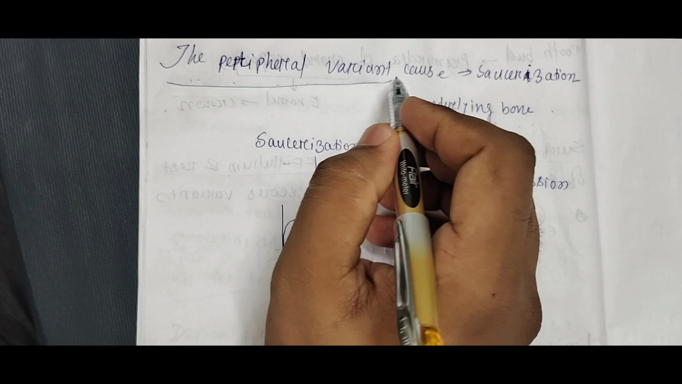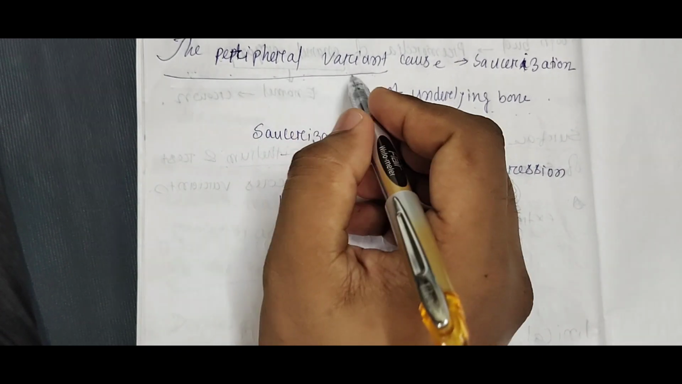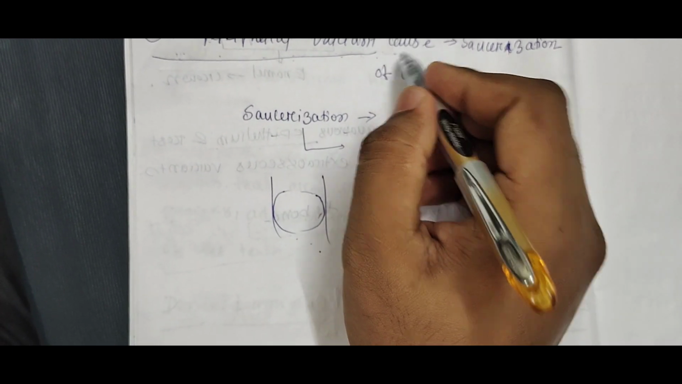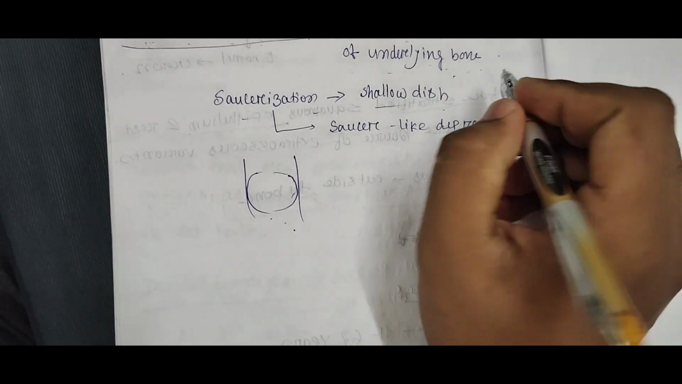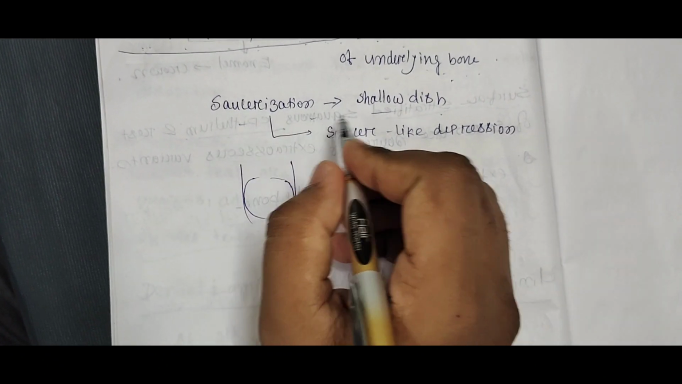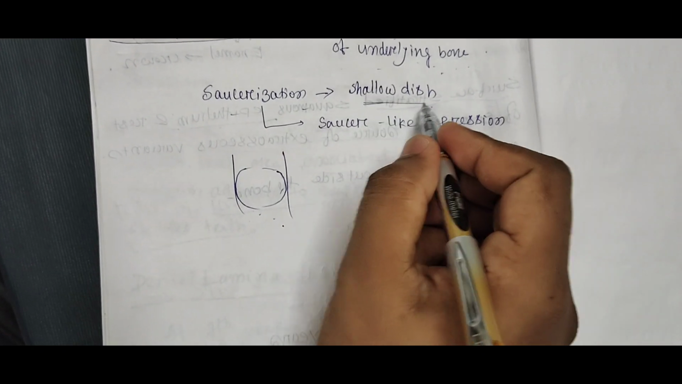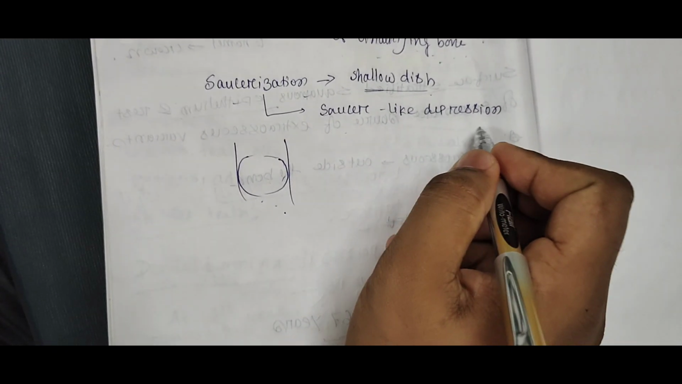Peripheral variant of the lesion. The peripheral variant of the lesion will cause saucerization of the underlying bone. What is saucerization? Saucerization is a shallow dish, a saucer-like depression. Like this.